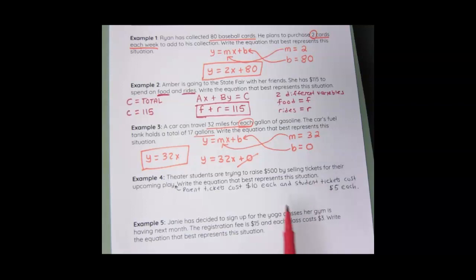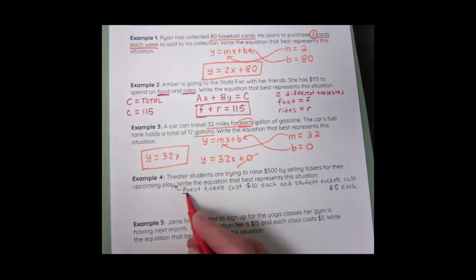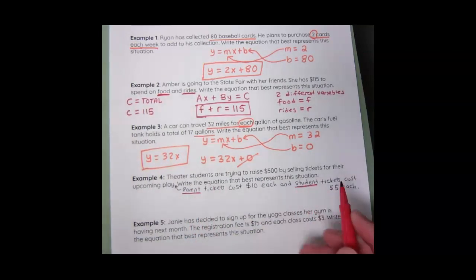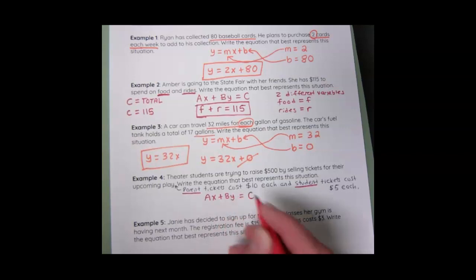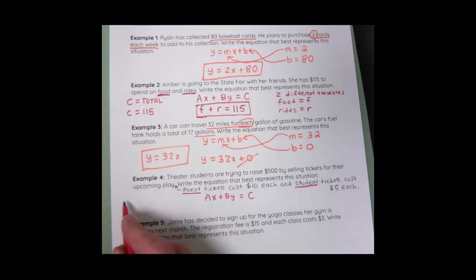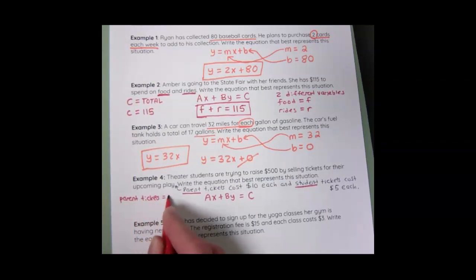So let's first ask ourselves, okay, are we using words like each and every? So we are, but the most important thing is really here that we have 2 different variables. So we have parent tickets and student tickets. So because we have two different variables, we need to use ax plus by equals c. Okay, as a reminder, our two different variables are parent tickets, and we can just call that P, and student tickets. We can just call that S.